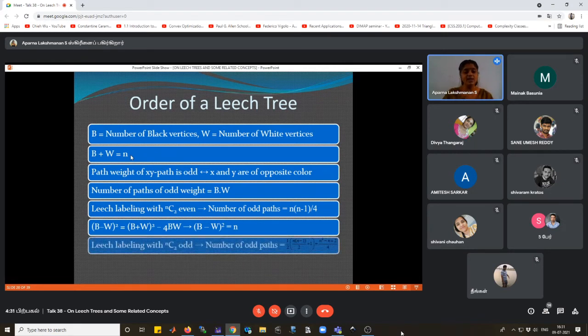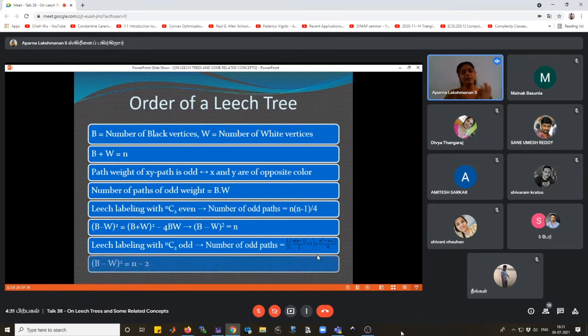Now consider the case where NC2 is odd. If NC2 is odd, the number of odd paths will be greater, right? Number of even paths will be 1 less than that. We start from 1 to NC2 and both 1 and NC2 are odd. Okay, so number of odd paths in this case will be NC2 plus 1 divided by 2, which on simplification gives me n square minus n plus 2 by 4. So in this case, B into W is equal to n square minus n plus 2 by 4.